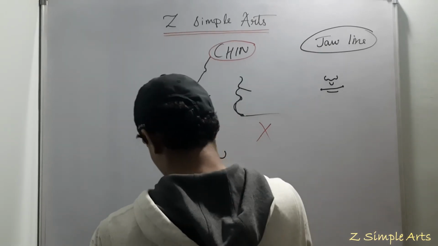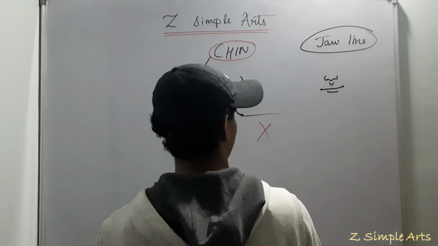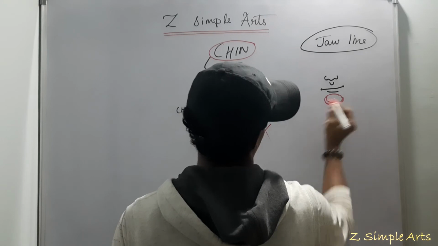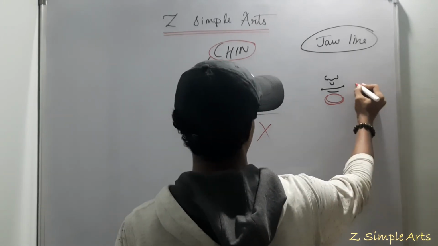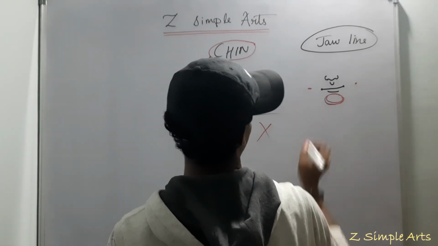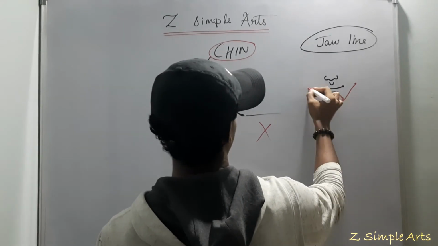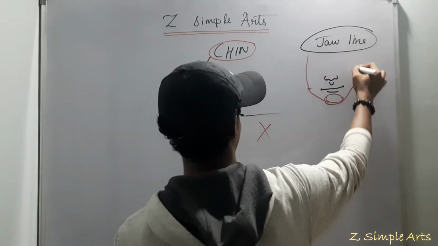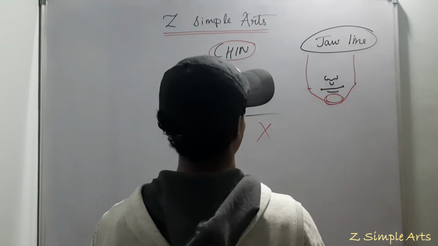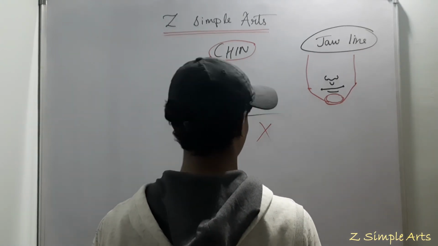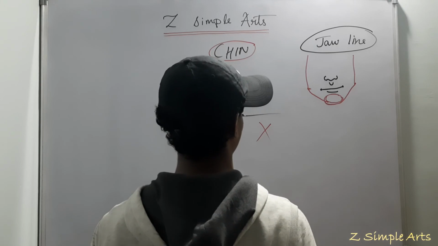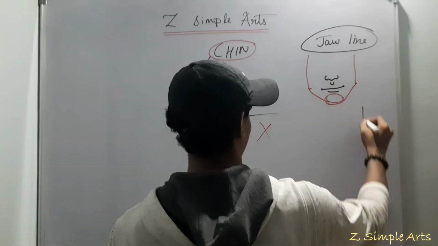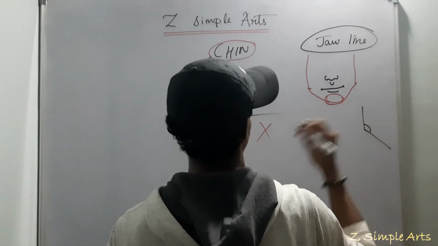I'll use a different marker pen. This is the circle which you put. Choose the point at half distance. Join, join, and now straight. This is not that common. The way these jawlines are, they're way too sharp. If you look at it, the angle is way too sharp.